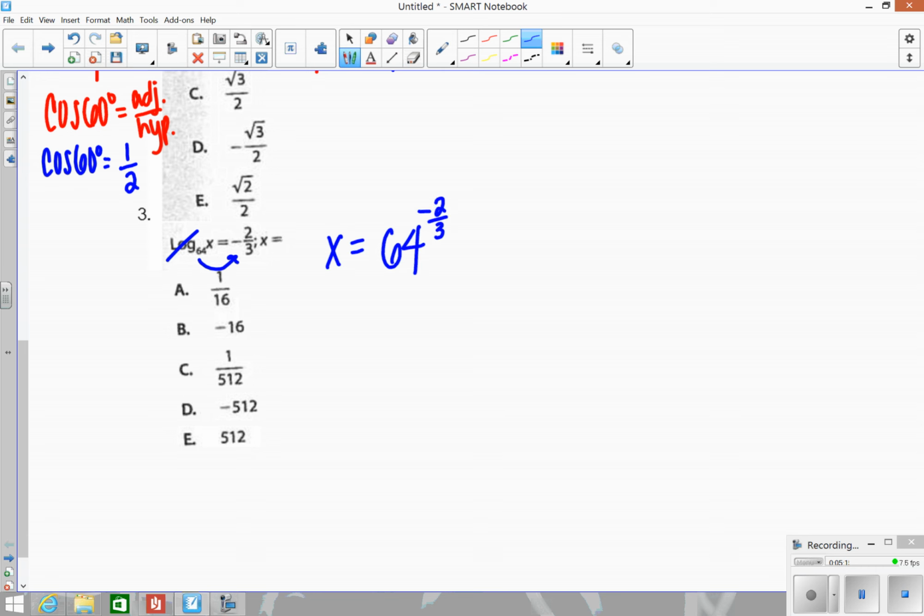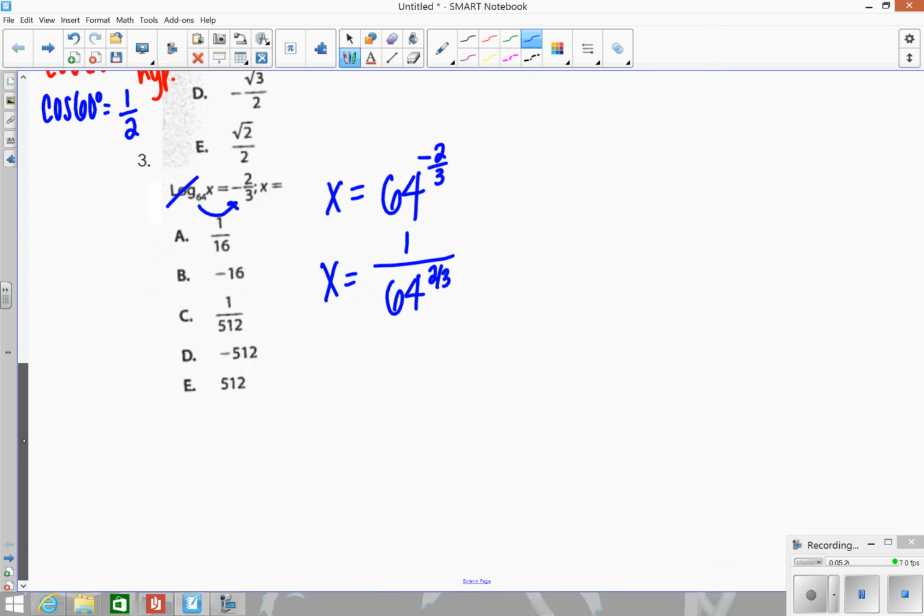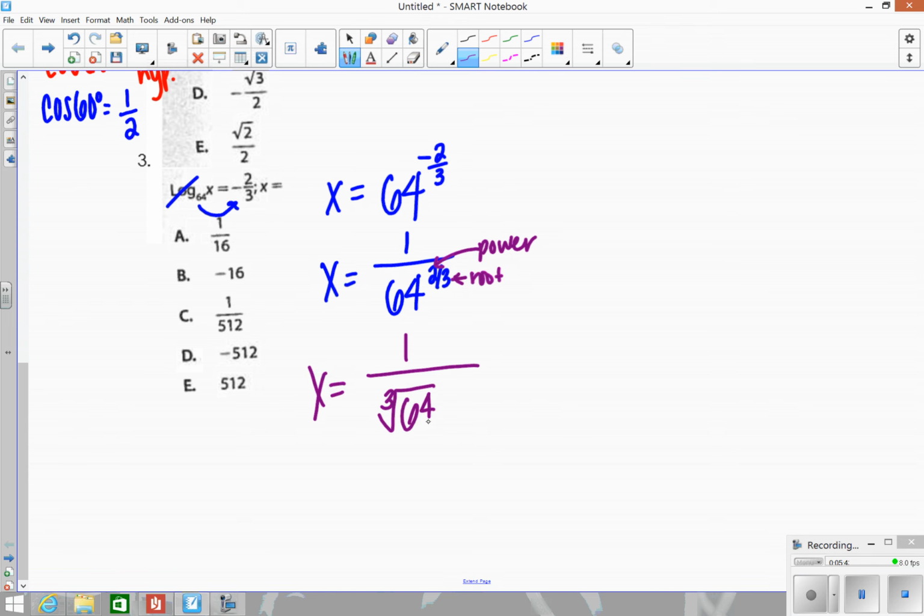And if you remember, whenever you have a negative exponent, that's the same thing as doing 1 over that whole thing. And whenever we have fractions as exponents, those are roots. So the 3 is the root, and the 2 is going to be the power. So what I can do is rewrite this as x equals 1, and it's going to be the cube root of 64, and then it's all squared. The power is 2. So x equals 1.